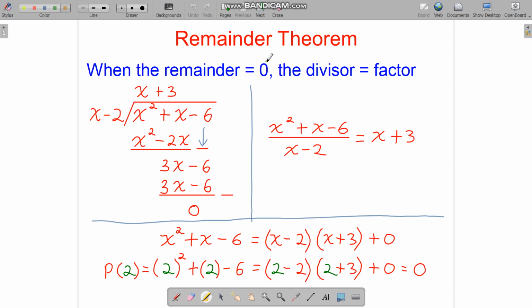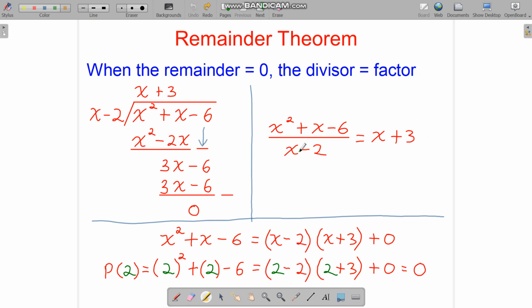When the remainder equals 0, the divisor is a factor. So for example, x squared plus x minus 6 divided by x minus 2. If the remainder is 0, then this x minus 2, the divisor, is called a factor. Actually, the quotient is also a factor. So when we divide by x minus 2, no remainder means this is a factor, this is a factor.